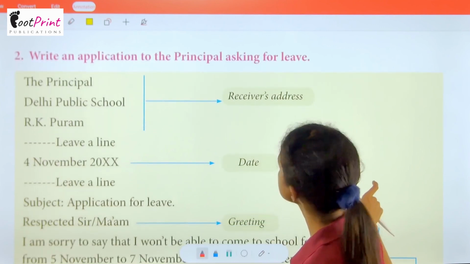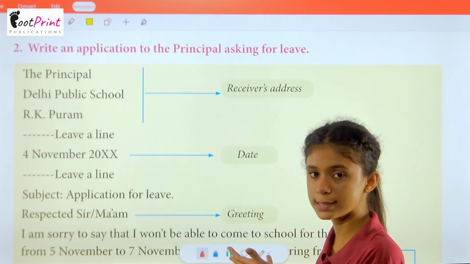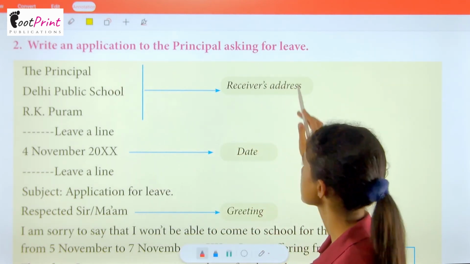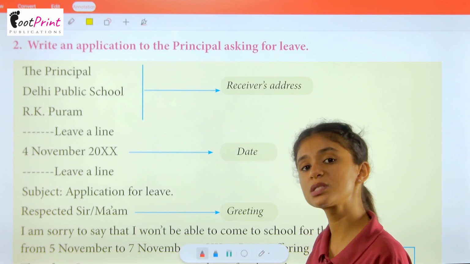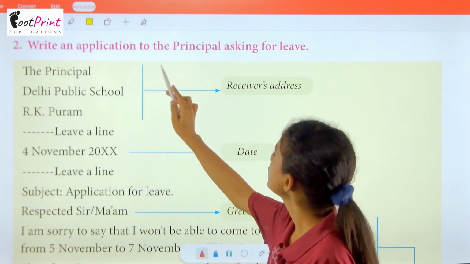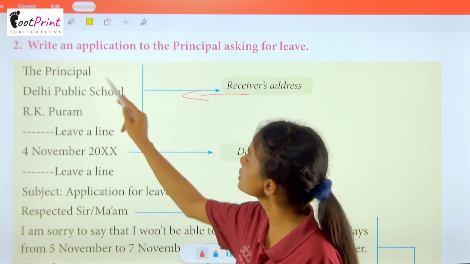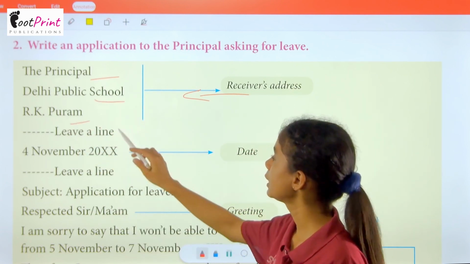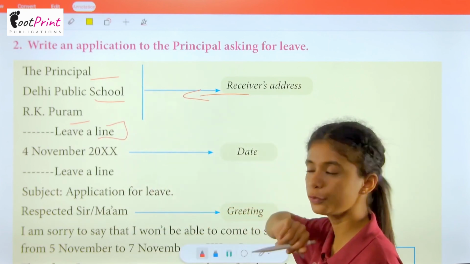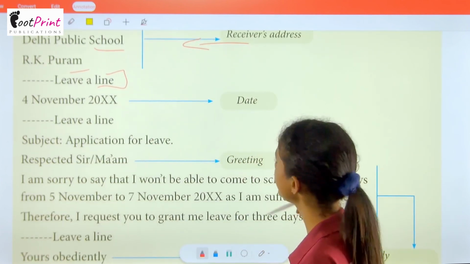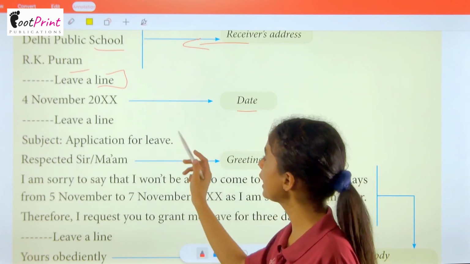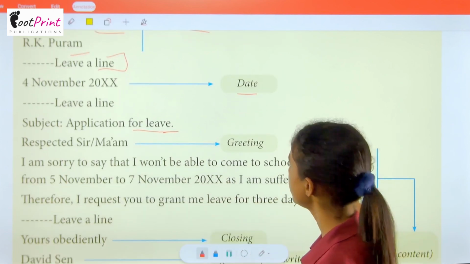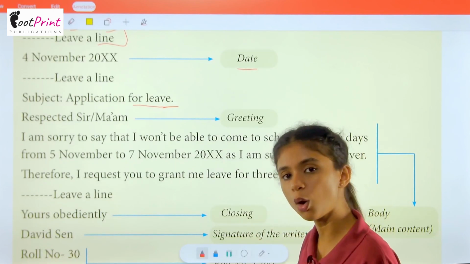Now, we will see an example of an application. First, we saw the example of a letter. Now, we have an application here. Write an application to the principal asking for leave. So, first, it will start with the receiver's address only, the principal, Delhi Public School, or any school that you study in, R.K. Puram. Then you will leave a line. So, this is the address of your school. Then you will write the date. Again, you will leave a line and then you will write the subject. Application for leave. Then you will write the greeting, which is respected sir or ma'am.